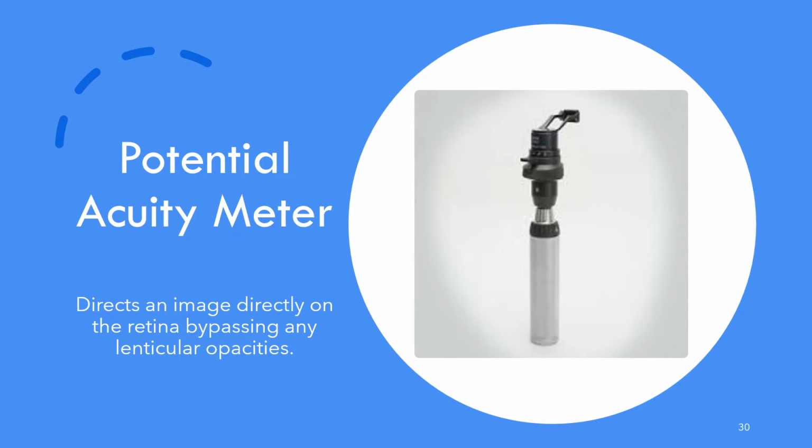This test is most commonly used prior to cataract surgery in patients with a history of retinal disease to help determine how much visual loss is due to the retinal disease as compared to the opacity, and therefore determine the overall visual benefit of the cataract extraction. Multiple recent studies, though, suggest that clinical judgment may prevail over the benefits of using a potential acuity meter.